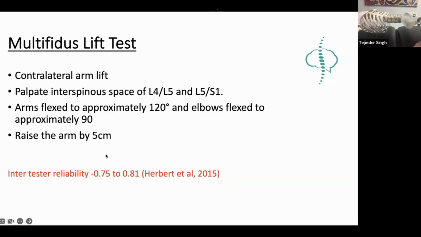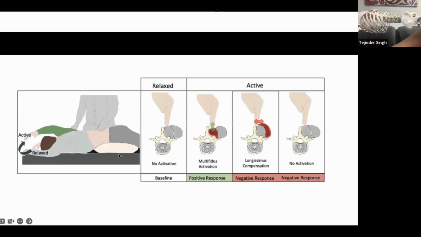Interrater reliability is not too bad. It's around 0.8. And this is a good picture. What you're doing is just palpating in the interspinous space and asking the patient to activate or lift the contralateral arm. You can look at the position of the arm in the picture. It's flexed to 120 and the elbow is flexed to 90. They're lifting by only 5 centimeters or so. And when you do that, usually you will feel a good multifidus contraction.